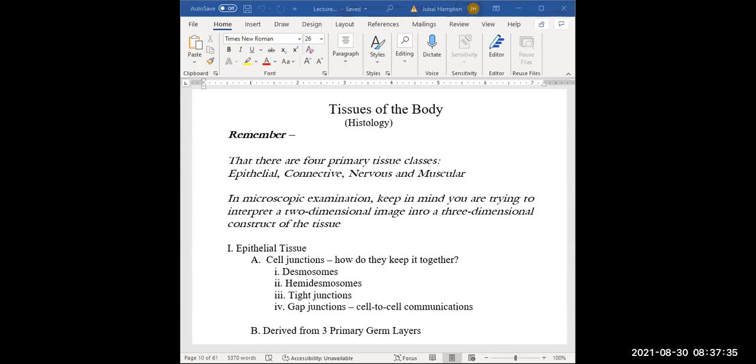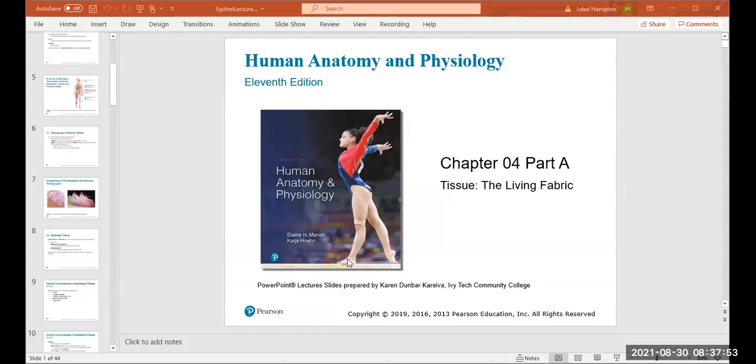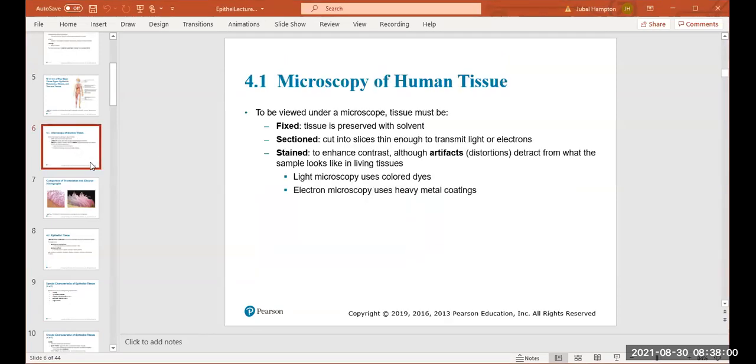All right. So I'll stop this share and have a new one there. All right, on the screen, you should see chapter 4, part A, tissue, the living fabric. And we begin by discussing microscopy of human tissue.